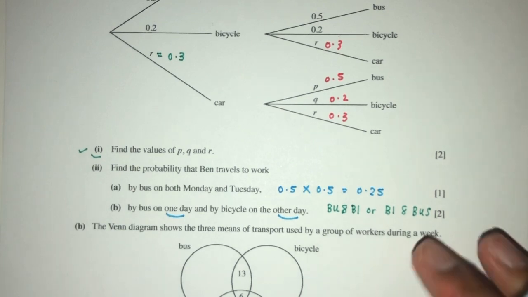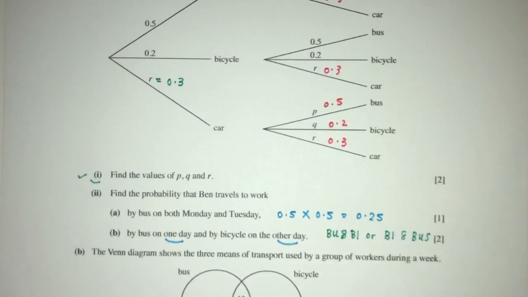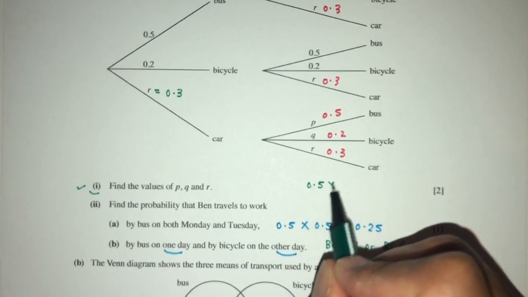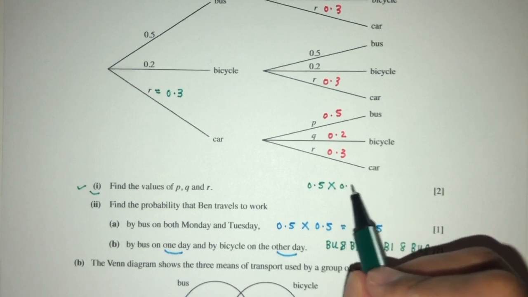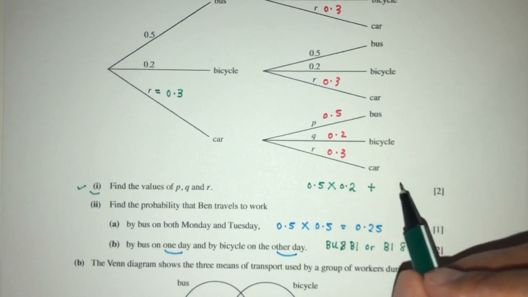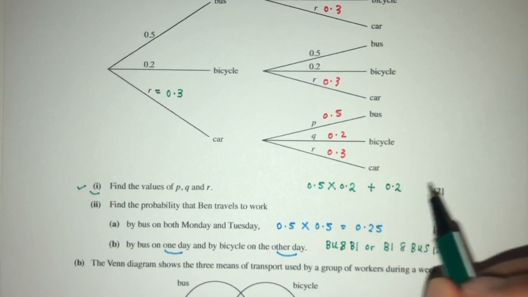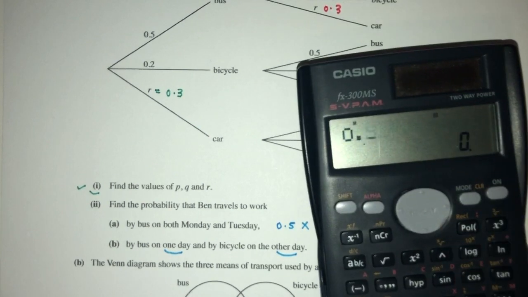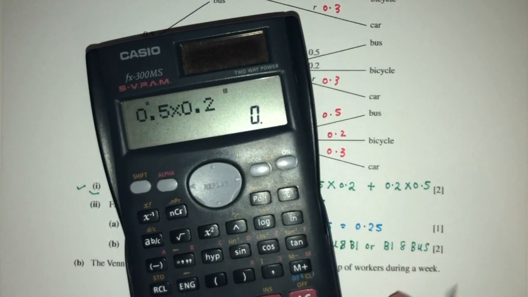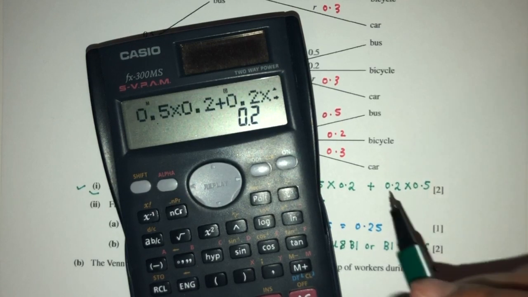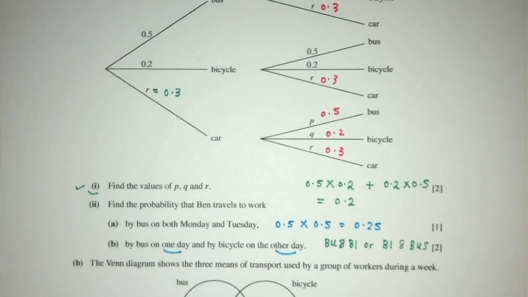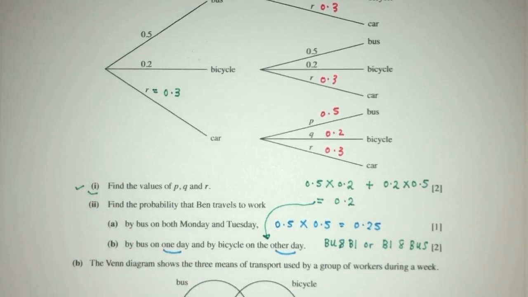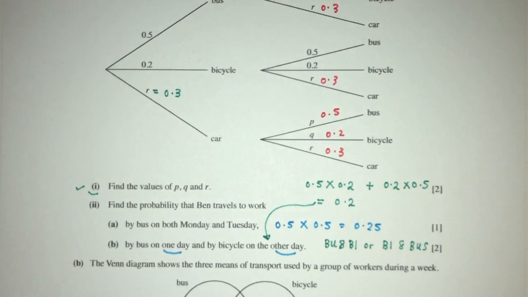So let's do one by one. So for the first option, could be bus first, 0.5. And bike. Bike is 0.2. Or is plus. Then we have bike, which is 0.2. And bus. Bus will be 0.5. So 0.5 times 0.2 plus 0.2 times 0.5. That will be 0.2 as your answer. So simply using your logic to solve this kind of question, you should be able to do step by step and then find the corresponding values.